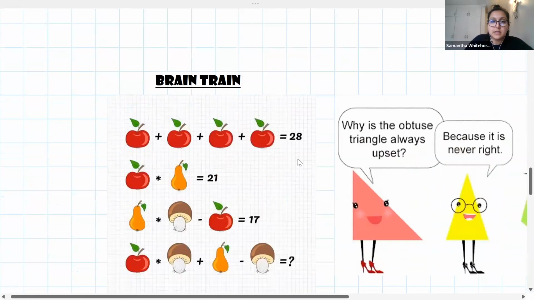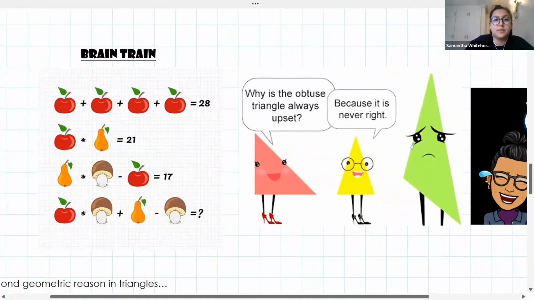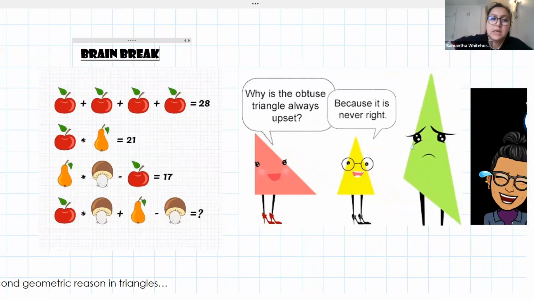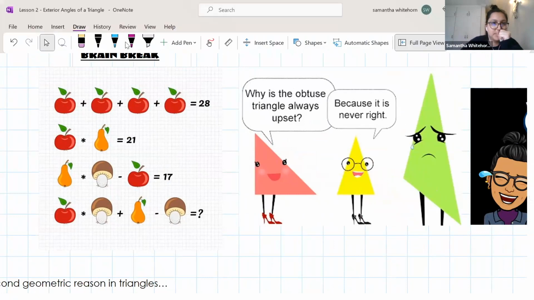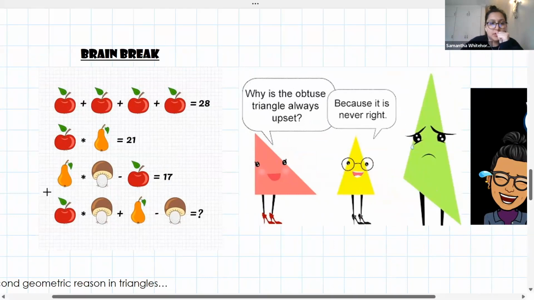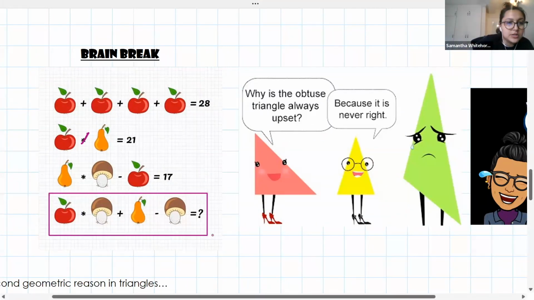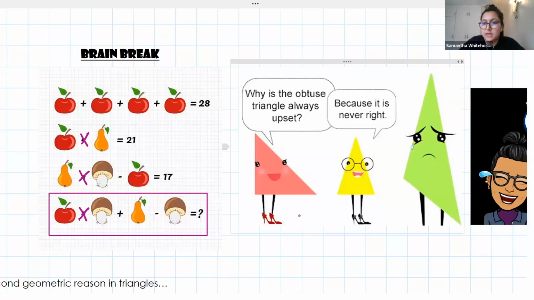Alrighty, guys. So let's have a little brain break. You know the drill. Here's your brain break. I'm looking for the first correct answer. We are looking for the answer for the last equation, so this one down here. In case you haven't seen this before, the stars mean times. Okay, so I'm just going to put a times over the stars. So let's give this one a try. Hopefully I beat you.